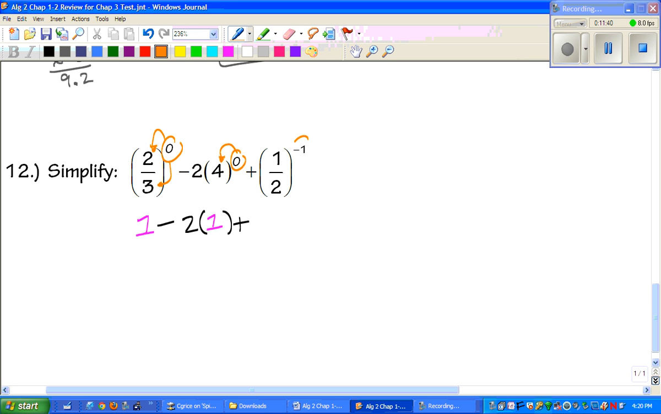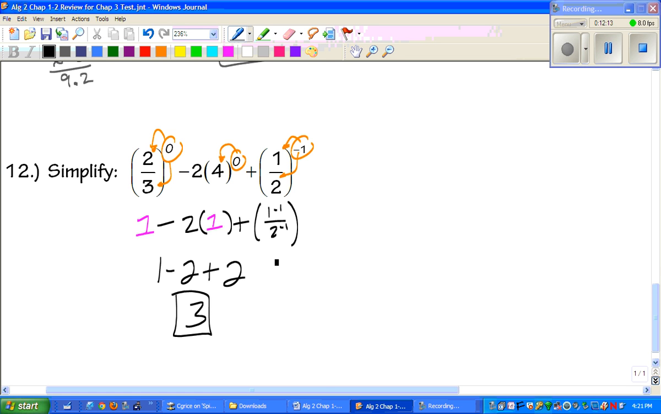Plus, now we have to distribute that, so we have 1 to the negative 1 over 2 to the negative 1. So 1 minus 2 times 1 is 2. Plus, when you flip that fraction around, you get 2 to the first and 1 to the first. All of that is the same thing as 2. So when you end up doing all this, you should get a final answer of 3.